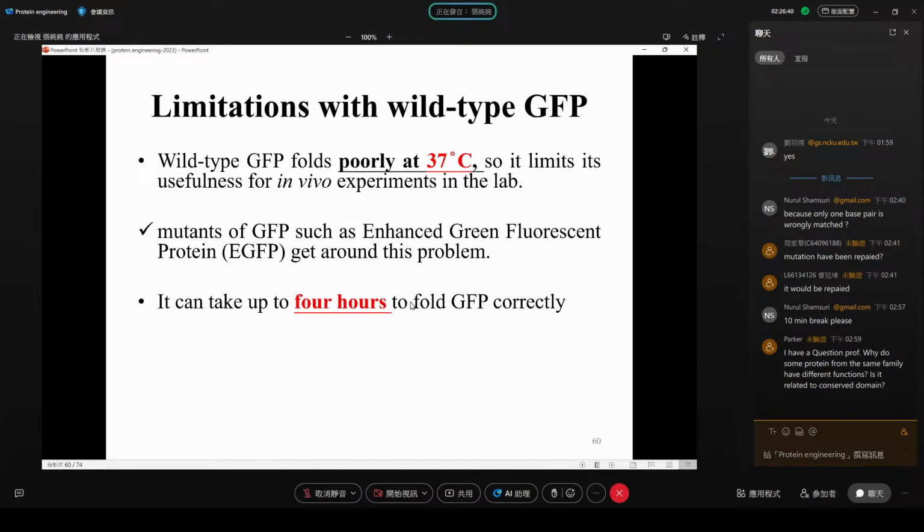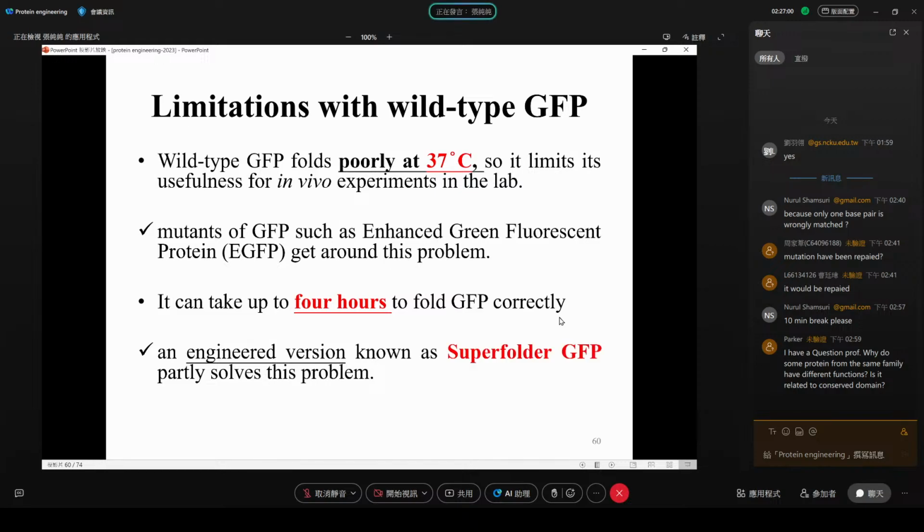But for our lab, for example, we are working on cell migration. The total migration journey is only 6 hours. If it takes 4 hours for your GFP protein to fold correctly to make a correct chromophore, the whole migration journey is already finished. We cannot label anything. So that's another problem.